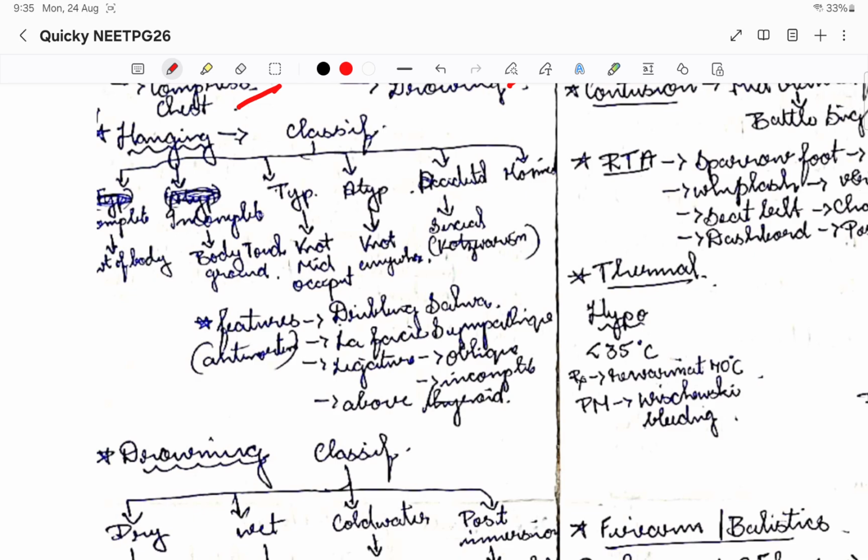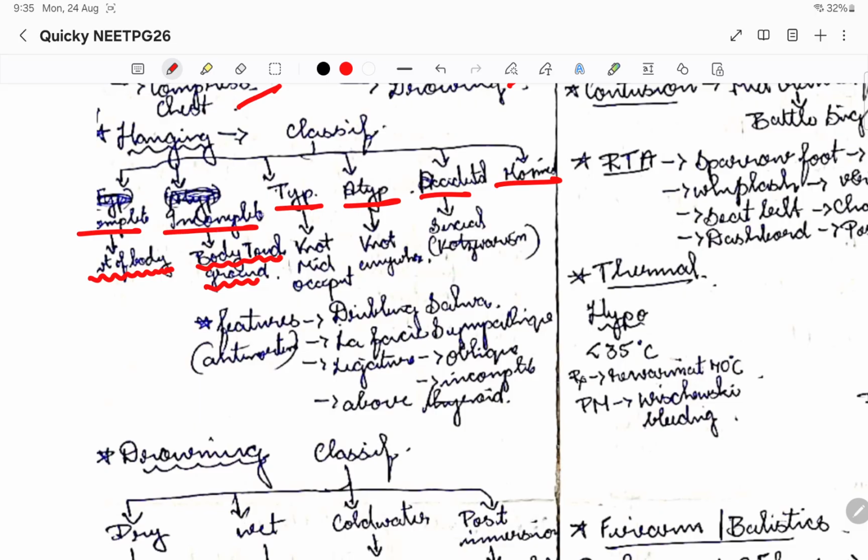Then coming to hanging, there are types, or the classification of hanging: complete, incomplete, typical, atypical, accidental or homicidal. These are the types of hanging. In complete hanging, the complete weight of the body causes the hanging, whereas in incomplete hanging the body touches the ground. The complete weight of the body is not what causes the death; the body will be touching the ground, but due to prolonged asphyxia, death will occur in incomplete hanging. This is the difference between complete and incomplete hanging.